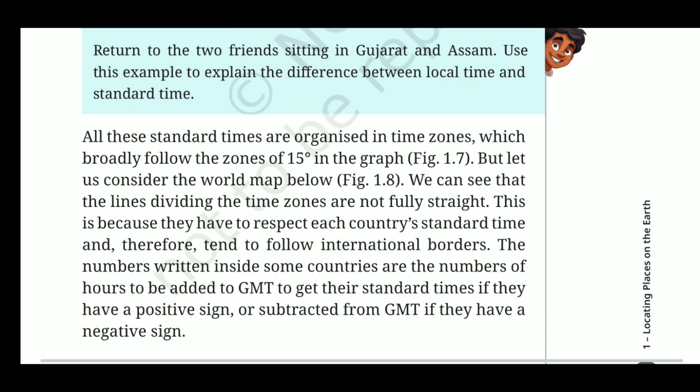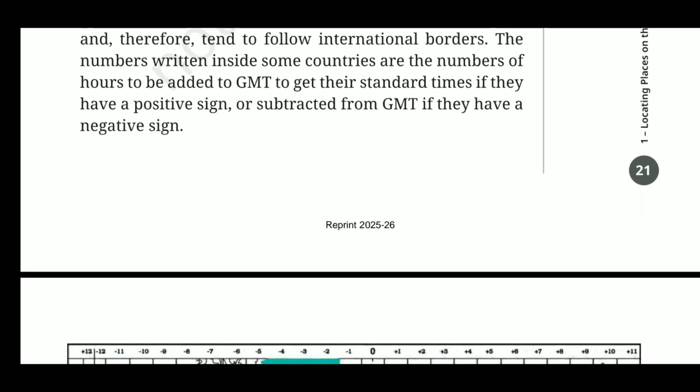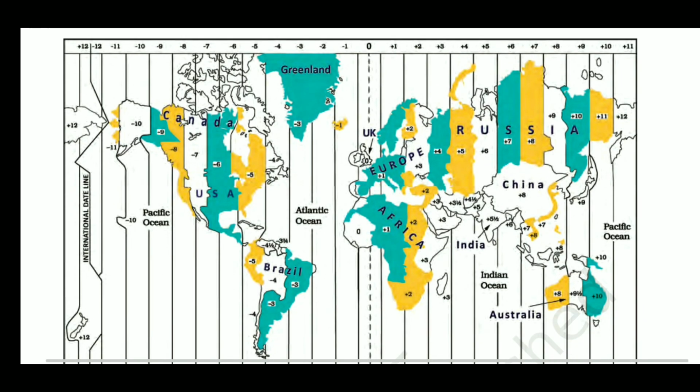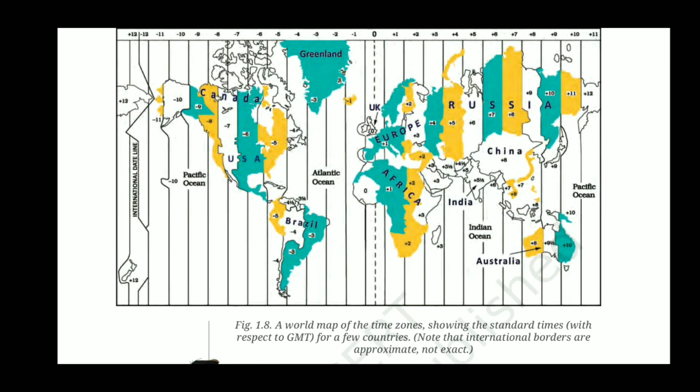The numbers written inside some countries are the number of hours to be added to GMT or Greenwich Mean Time to get their standard time if they have a positive sign, or subtracted from GMT if they have a negative sign. Figure 1.8. A world map of the time zones showing the standard times with respect to GMT, Greenwich Mean Time, for a few countries. Note that international borders are approximate, not exact.